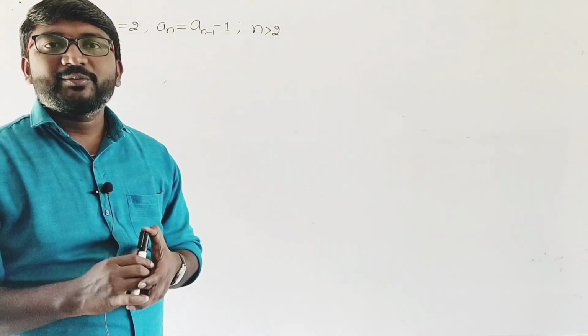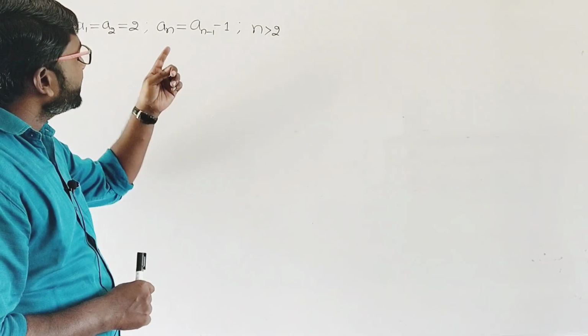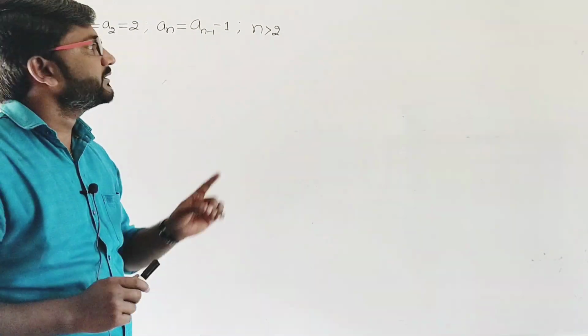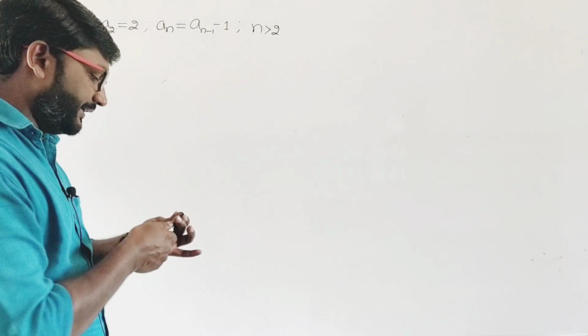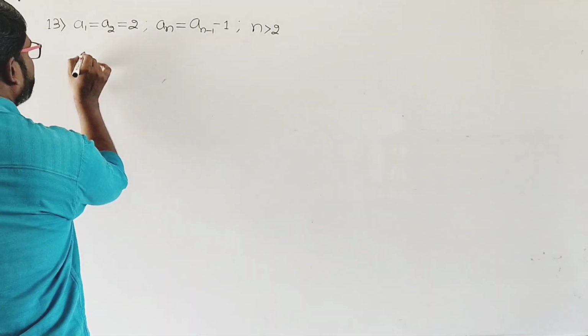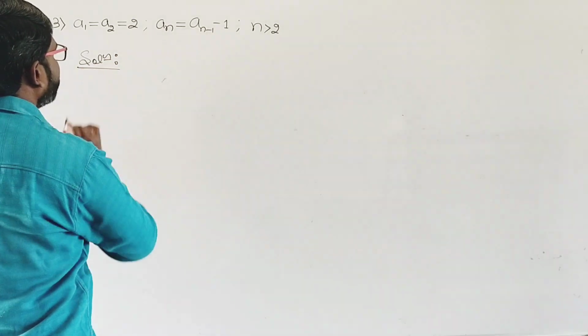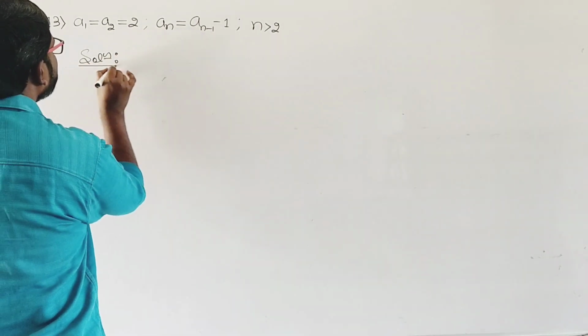Well, the 13th problem: a1 equal to a2 equal to 2, and then an equal to an minus 1 minus 1 for all n greater than 2. For this condition, we will have to write the first 5 terms and the corresponding series. So here we have the first 2 terms, a1 and a2, already given. Next we will have to go for a3, a4 and a5.